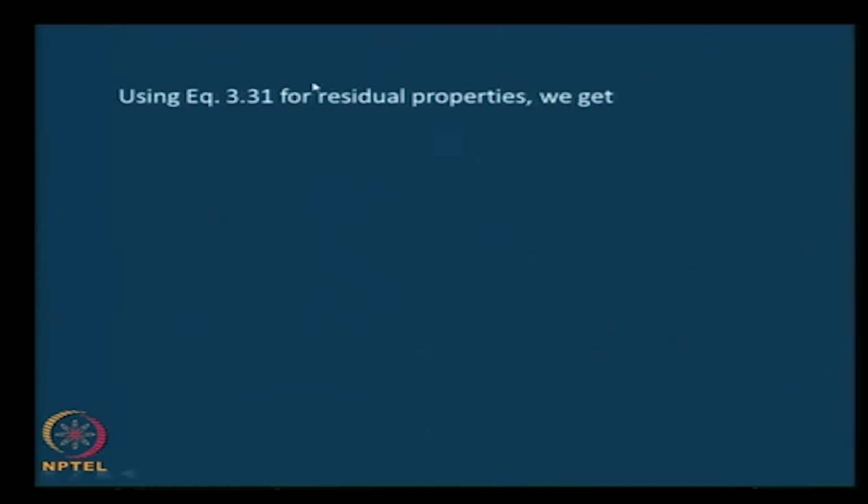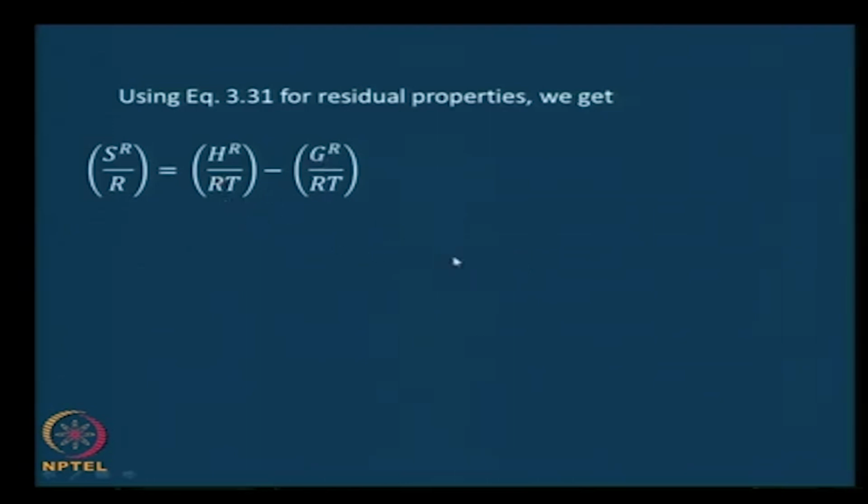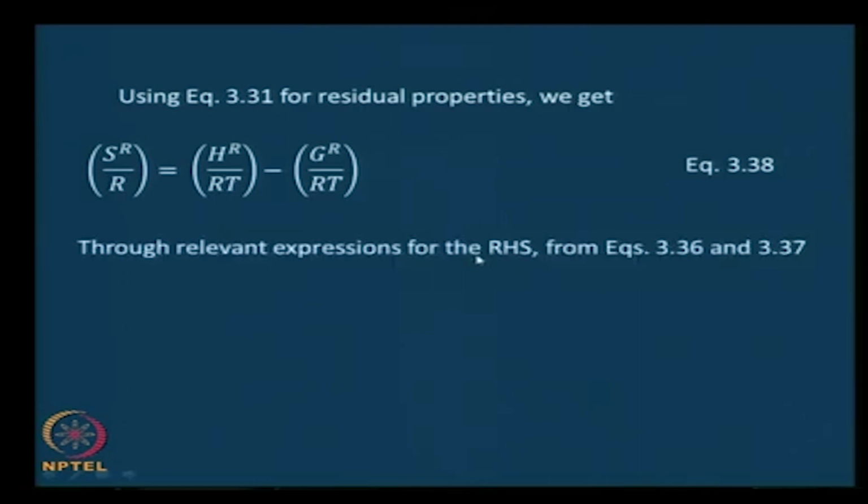Now, using equation 331 for residual properties, we can get the other variables. SR/R equals HR/RT minus GR/RT. This we have already seen earlier, and we have an expression for HR/RT which we just derived by going through the differentiation of an integral and so on. And we also have an expression for GR/RT in terms of the measurable properties.